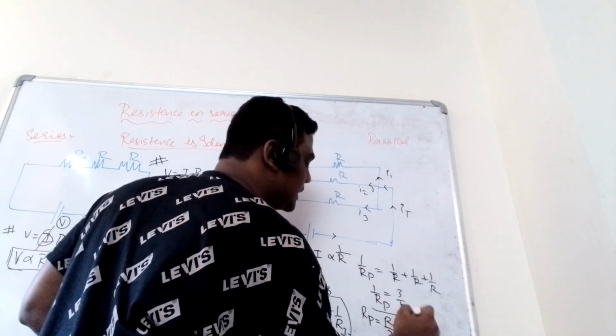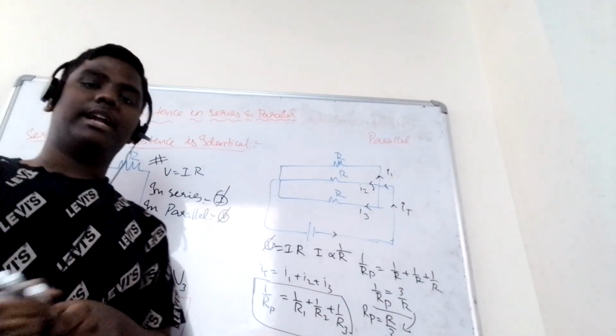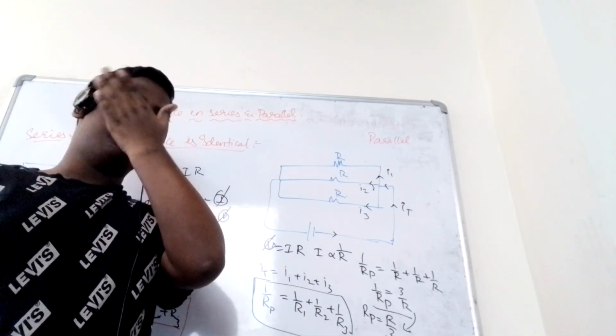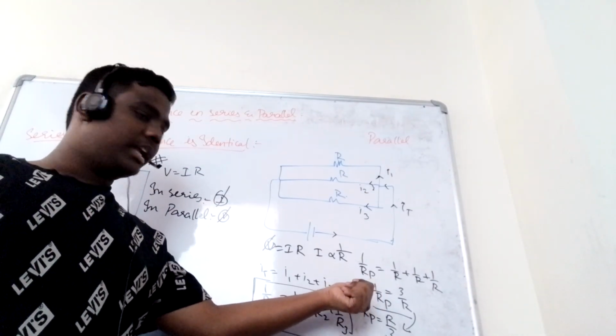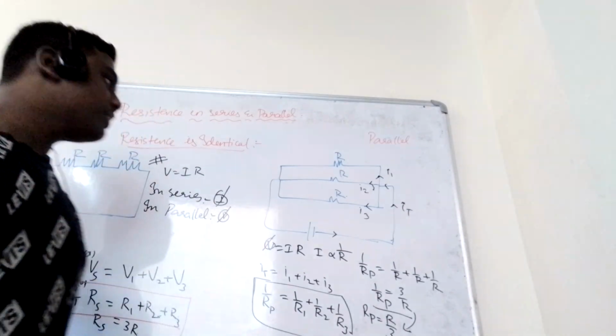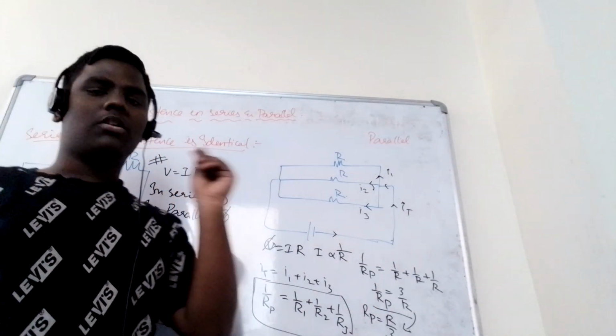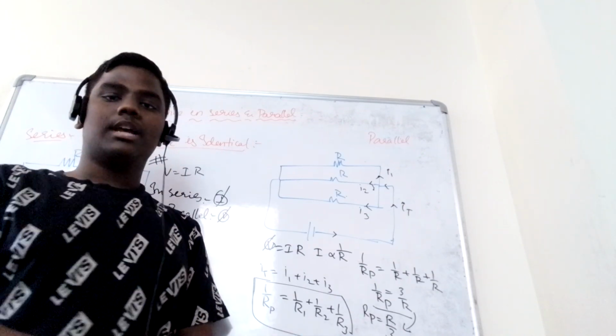We have to reciprocate the final answer, because the answer we are getting is 1 by Rp, or 1 by resistance in parallel. Many people forget to reciprocate here. They just write it as 3 by R, which is the wrong answer. Okay, so I hope you have understood. These are the basic concepts for resistance in series and resistance in parallel. Okay, thank you.